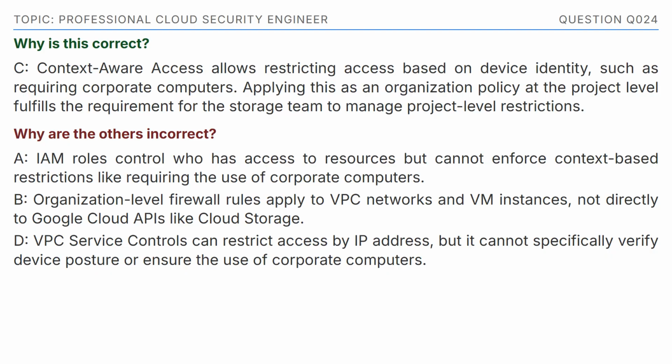A. IAM roles control who has access to resources but cannot enforce context-based restrictions like requiring the use of corporate computers. B. Organization-level firewall rules apply to VPC networks and VM instances, not directly to Google Cloud APIs like cloud storage. D. VPC Service Controls can restrict access by IP address, but it cannot specifically verify device posture or ensure the use of corporate computers.